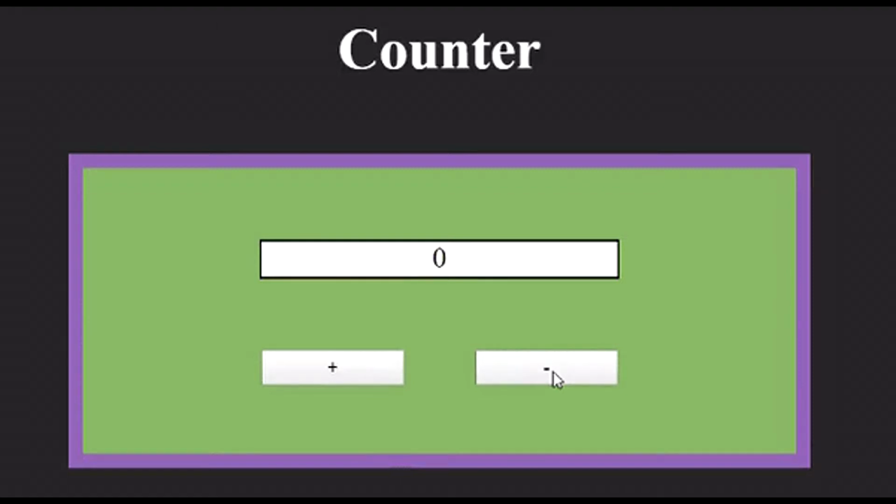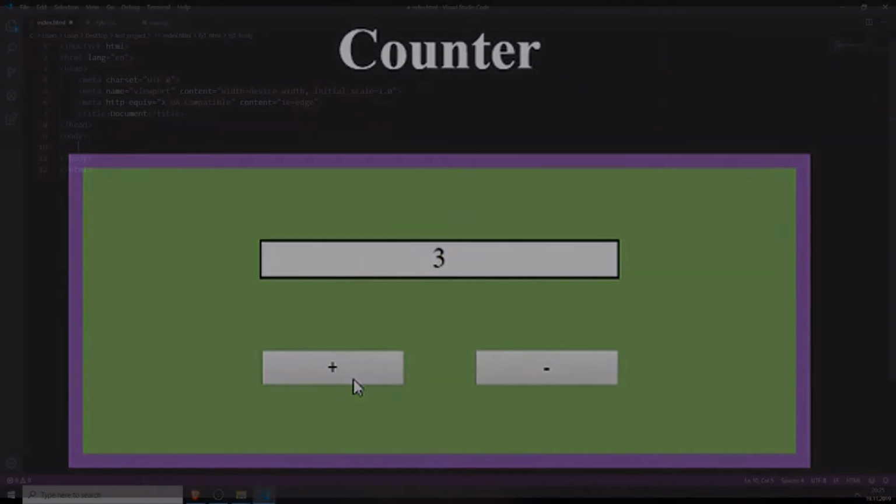Welcome to the 52 JavaScript projects and 52 weeks challenge. The project of the fourth week will be a counter. Today we will be creating a simple counter app where you can increment and decrement on a button click.